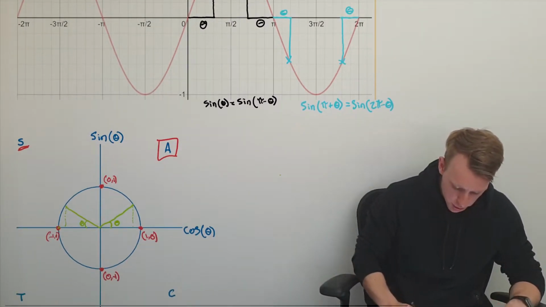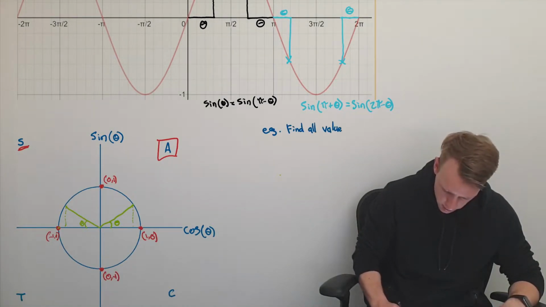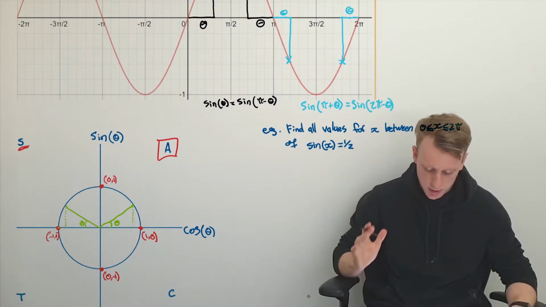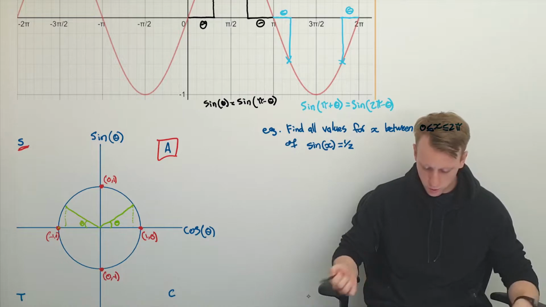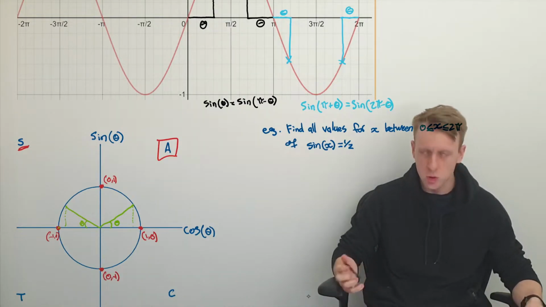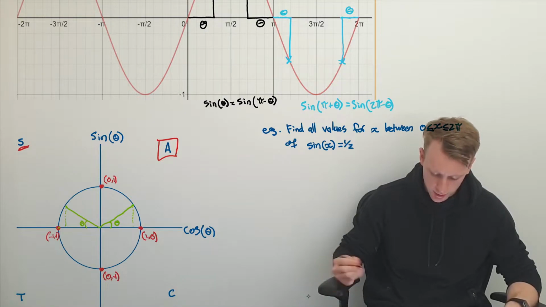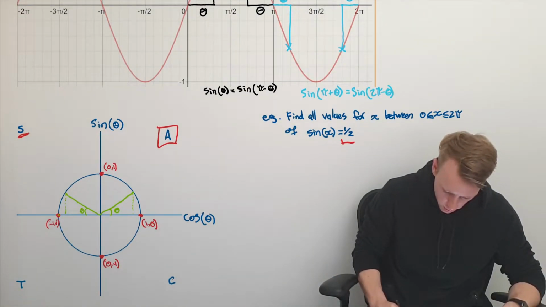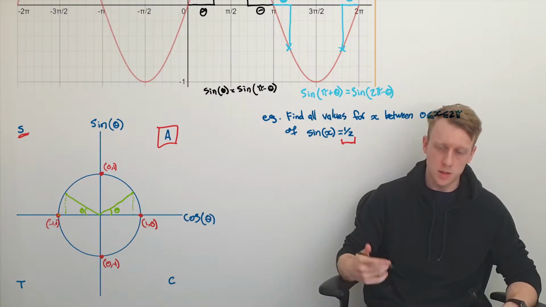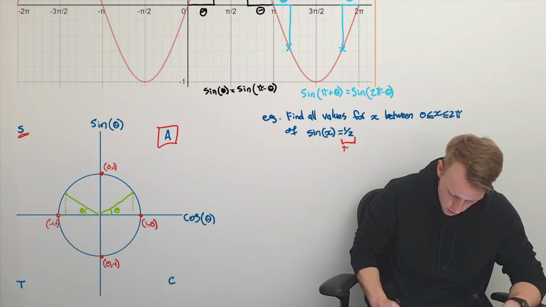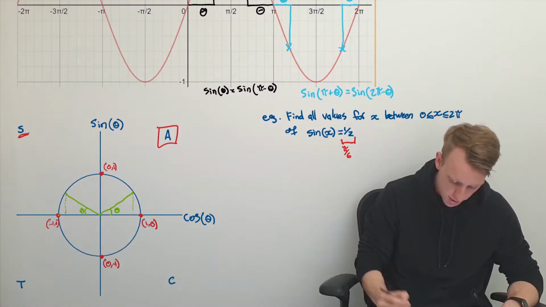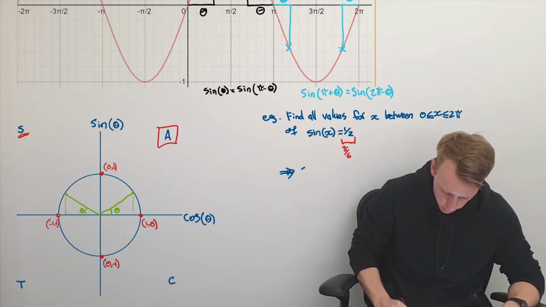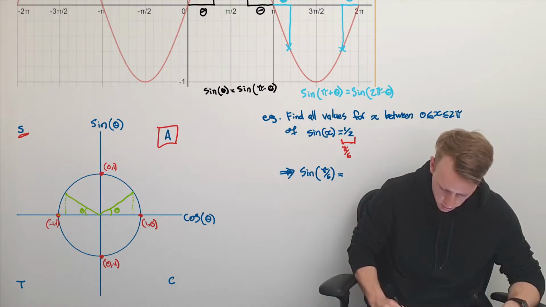And so this leads us to the question, if we were given a question, it says find all values for x between 0 and 2 pi for sine of x equals a half. So there's going to be two values where that is the case, right? And so here, sine of something equals a half. I know this has got to do with a 30-60 triangle. It's actually got to do with the value of pi on 6, which is 30 degrees in radians. So I can immediately read off, sine of pi on 6 is equal to a half.